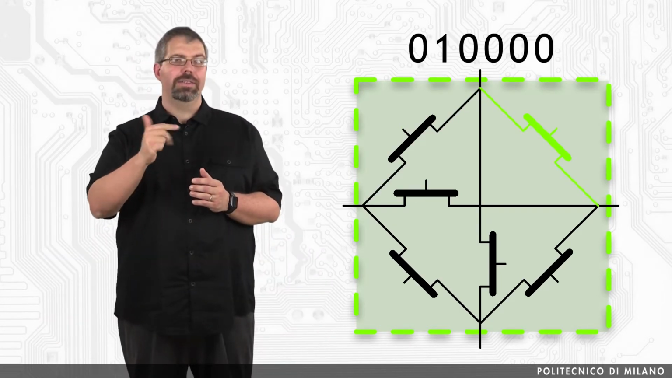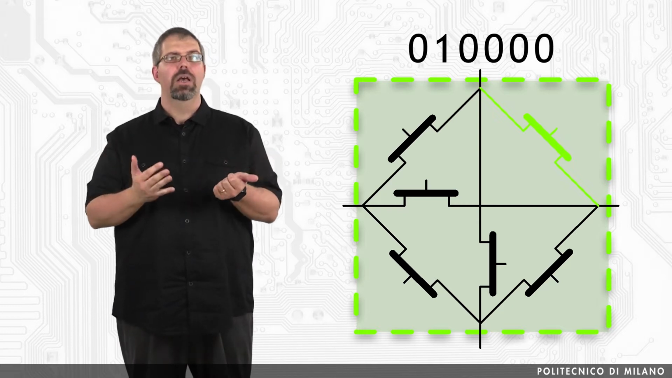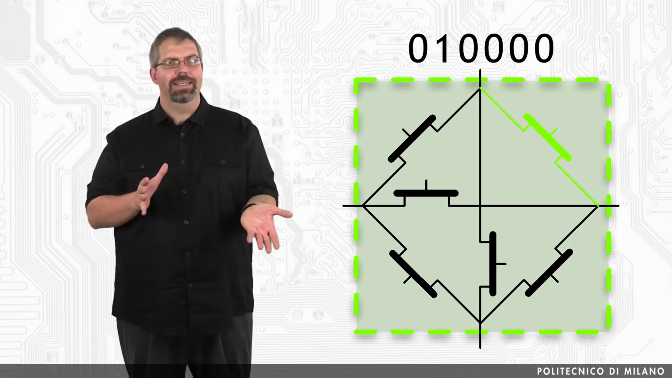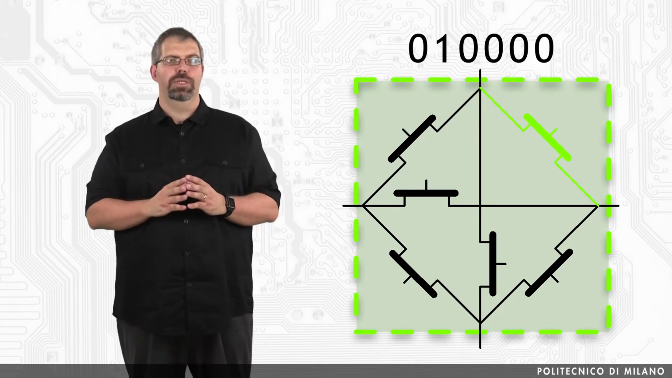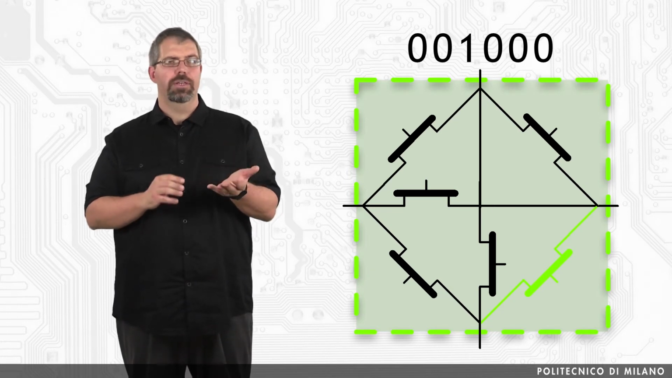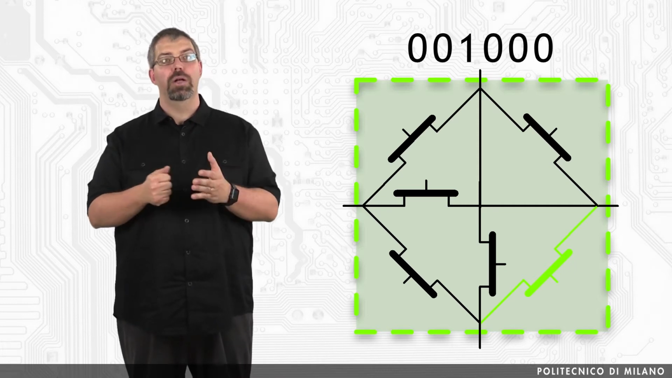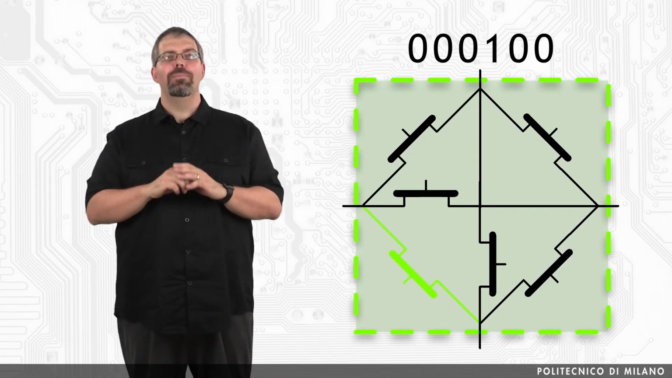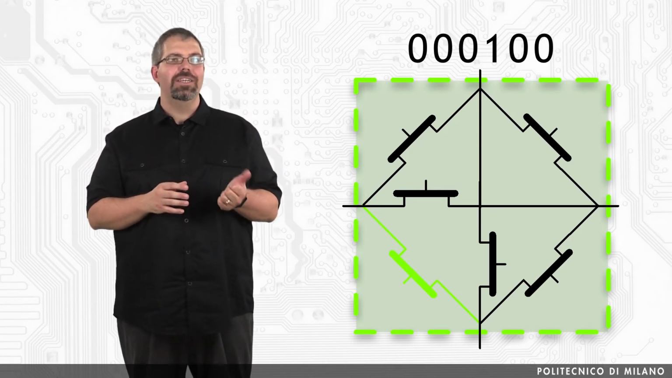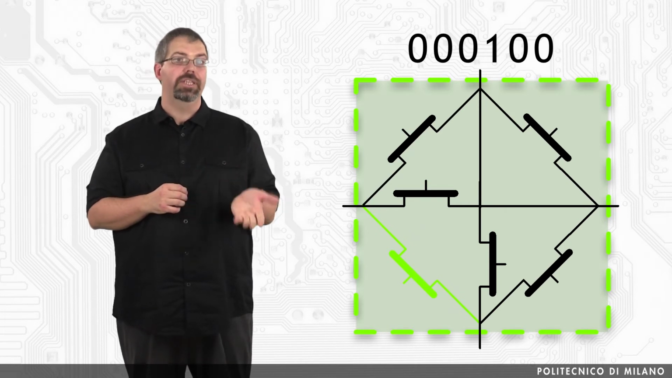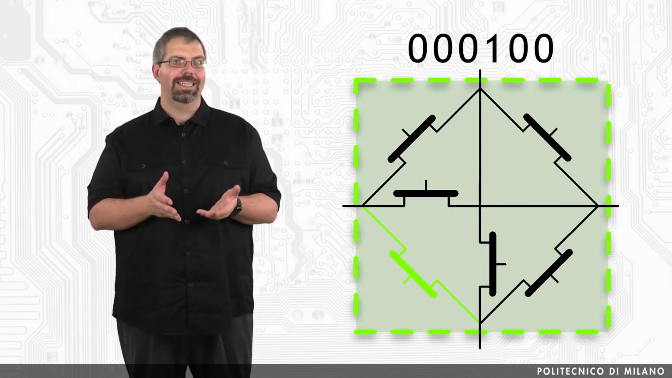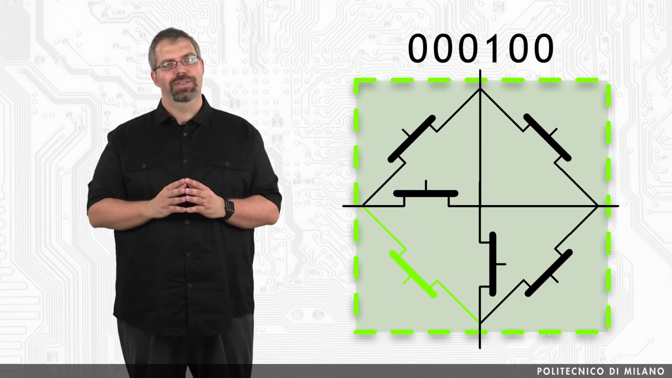A 010000 sequence, on the other hand, will enable the top right pass transistor, allowing a signal, as an example, to go from the top to the right of the switch matrix. Following this schema, a 001000 is the configuration to enable the bottom right pass transistor. To complete the set of the external pass transistors, we can now easily imagine that the 000100 sequence will set the bottom left pass transistor to enable a signal to go, as an example, from the left to the bottom of the switch matrix.